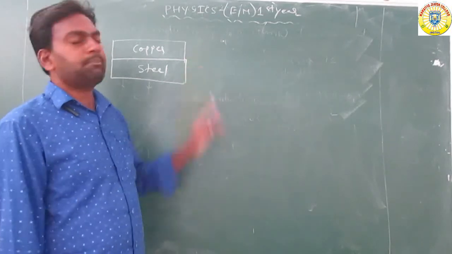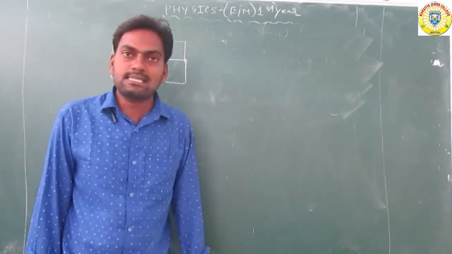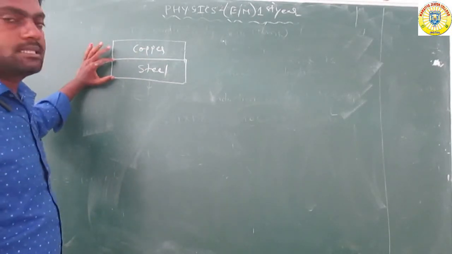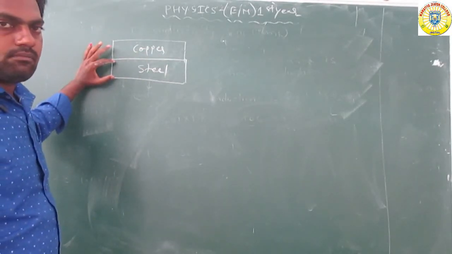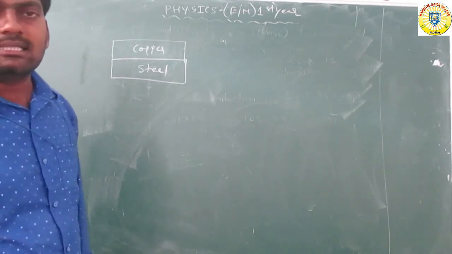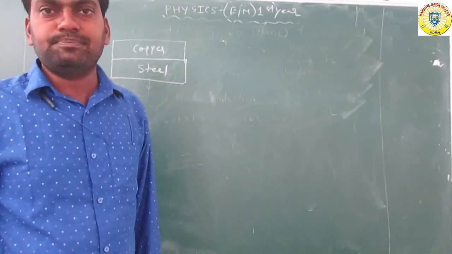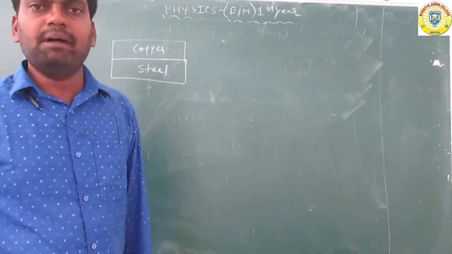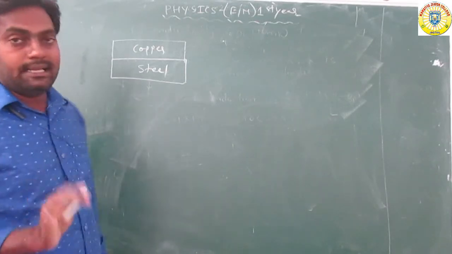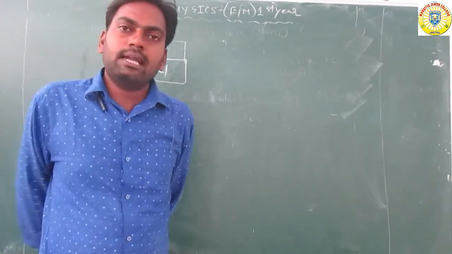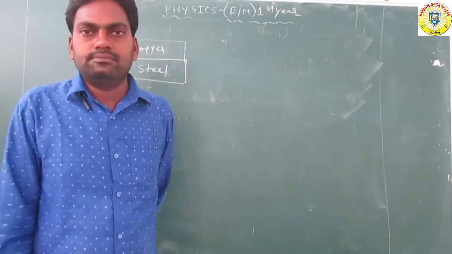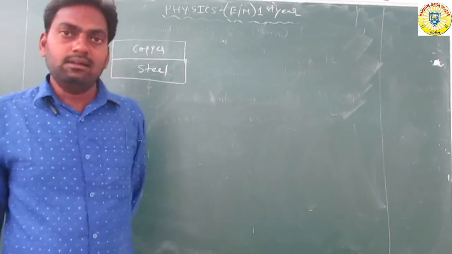This is called a bimetallic strip. This is a copper strip, and this is a steel strip. These two strips are attached back to back. Bimetallic, bi means two, bimetallic strip. Three conditions are taken: at ordinary temperature, when heated, and when cooled.